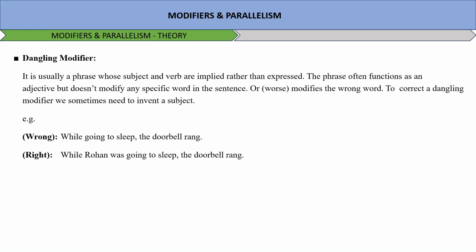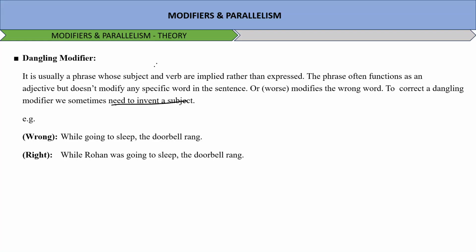Next, dangling modifier. What is a dangling modifier? It is usually a phrase whose subject and verb are implied rather than expressed. The phrase often functions as an adjective but doesn't modify any specific word in the sentence, or worse, modifies the wrong word. To correct a dangling modifier, we sometimes need to invent a subject also.